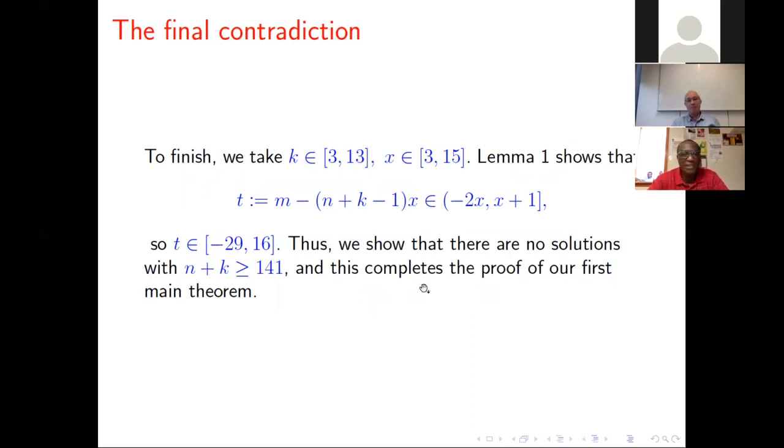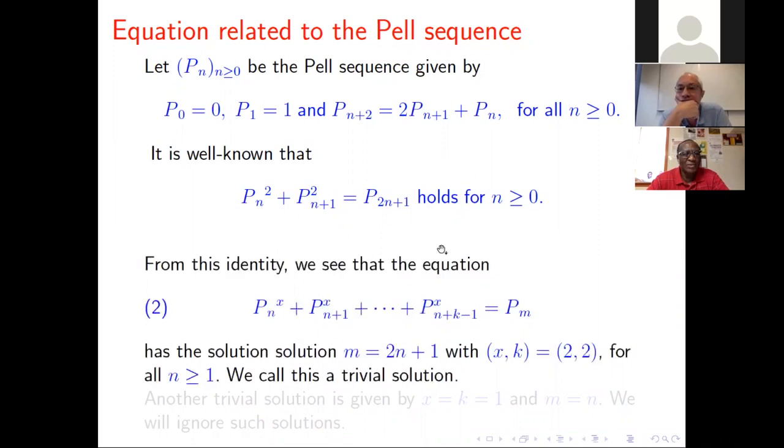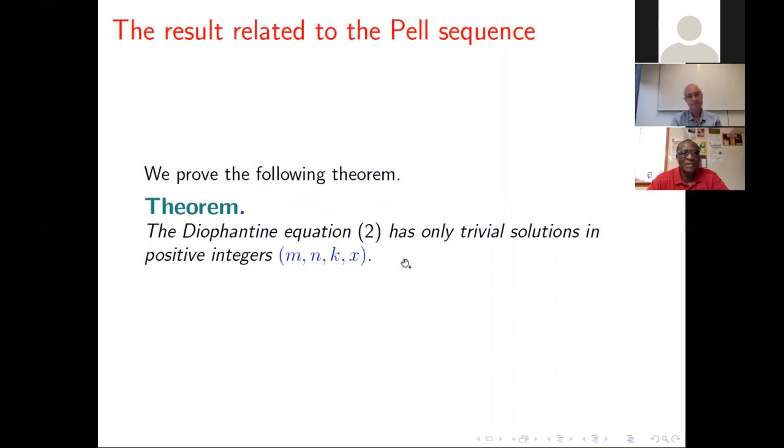After that, we ask ourselves, can we do this with other sequences? So the next step was to look at the Pell sequence. We know that the Pell sequence is defined by the recurrence expression here. And we have also an identity here. We consider a similar equation where we replace a Fibonacci number by a Pell number, and we obtain a similar result.